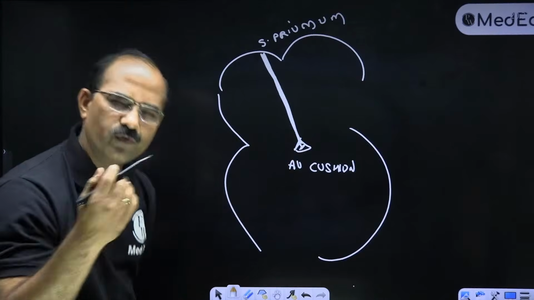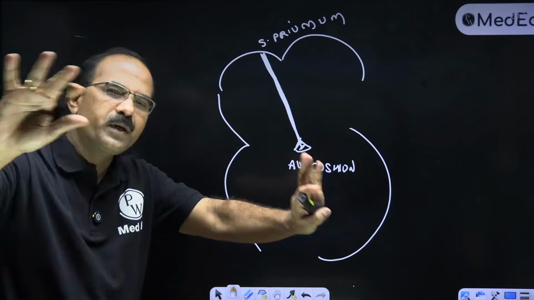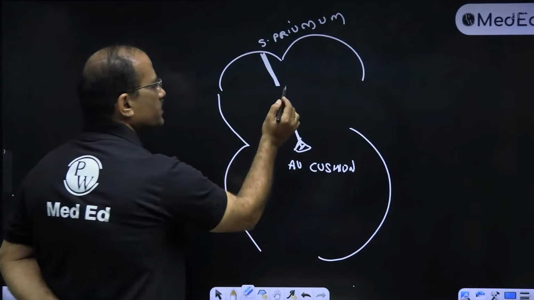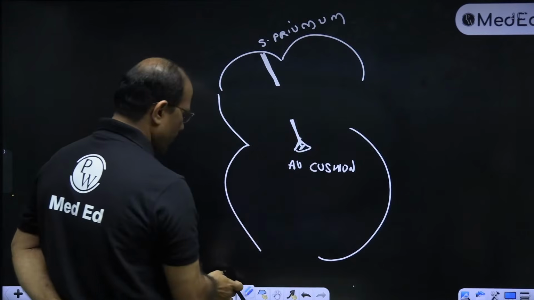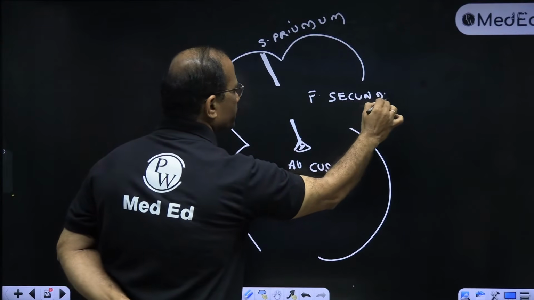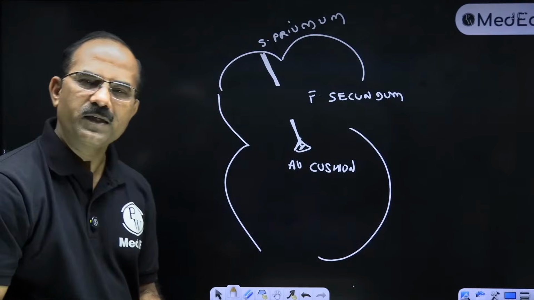Fine. Now, this septum primum comes and fuses with the AV cushion. AV cushion के साथ fuse हो जाता है and then it breaks off. ये बीच में break हो जाता है. It breaks off in between. अब what is this known as? This is what we call as the foramen secundum.